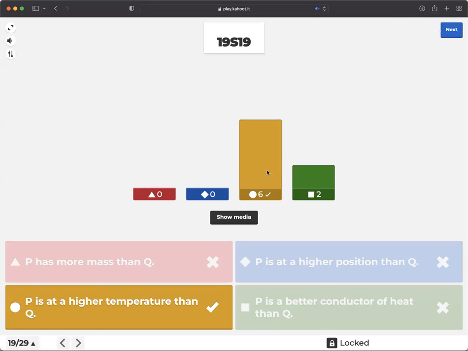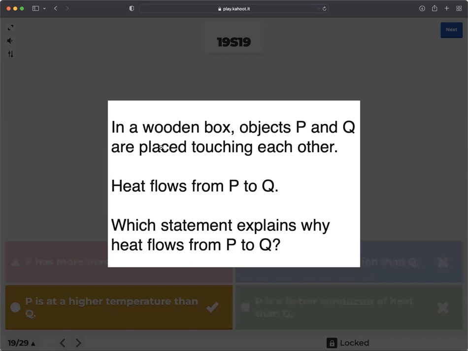Okay, let's look at this question. In a wooden box, both of them are touching each other. Heat will flow when there's a difference in temperature. So the temperature of P will be higher than the temperature of Q. There'll only be heat flow when there is a difference in temperature. When both have the same temperature, there will not be heat flow. Is that clear?